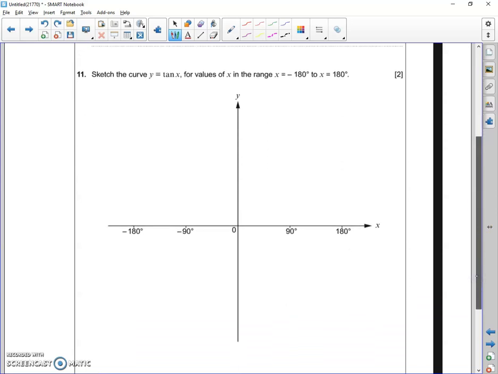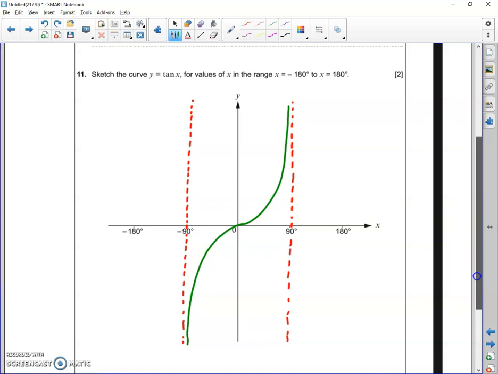Question 11. We've just got to sketch a tan graph in the range of minus 180 to plus 180. Doesn't come up often, a tan graph. Tan graph is the one which is a little bit unusual. So there are asymptotes at 90 degrees and minus 90 degrees. If you type in tan 90 into a calculator, you'll get an error. The graph doesn't really exist at 90 degrees and minus 90 degrees. An asymptote means it never touches. Okay, we go up there and down there. It reappears down there and goes back to 0 at 180, and from here it comes down.